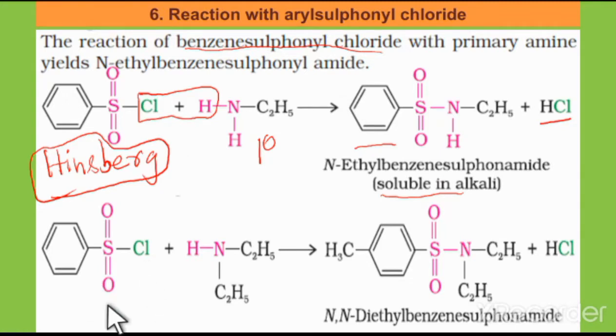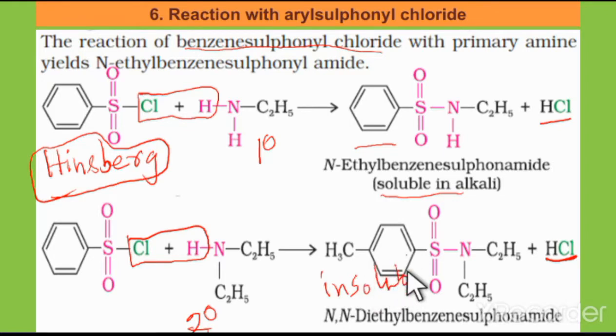Whereas when benzene sulfonyl chloride is treated with a secondary amine, it loses hydrochloric acid and forms N,N-diethyl benzene sulfonamide, plus hydrochloric acid. Now this N,N-diethyl benzene sulfonamide is insoluble in alkalis, NaOH or KOH, whereas the N-ethyl benzene sulfonamide is soluble in alkali. Next, the tertiary amines.